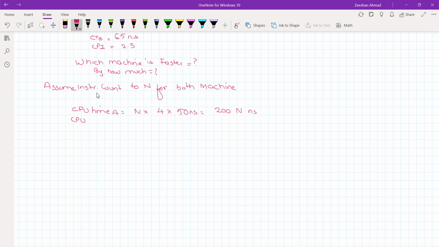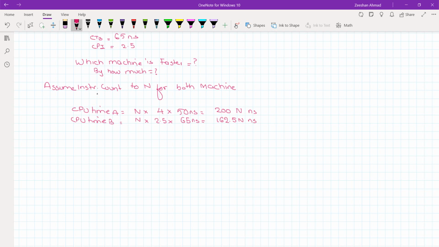Similarly, the CPU time for machine B is again n multiplied by 2.5 multiplied by 65 nanoseconds, which is basically equal to 162.5 n nanoseconds. So basically, we have found the CPU time for the two machines.